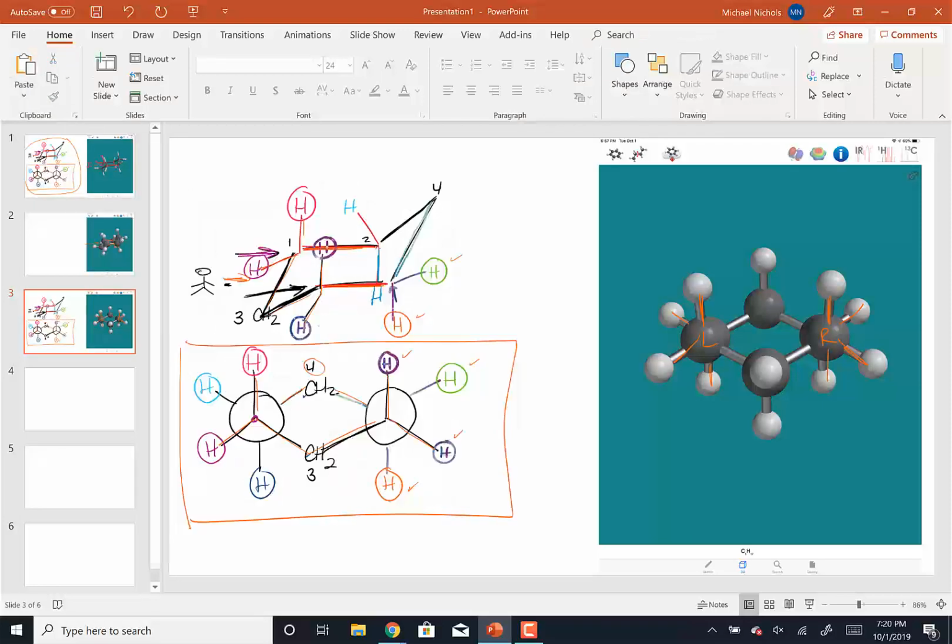So you can see that this view right here is very much looking like the front view over here. So that would be my attempt at trying to show you what the Newman projection would look like for the chair cyclohexane, looking at it from the left-handed perspective.